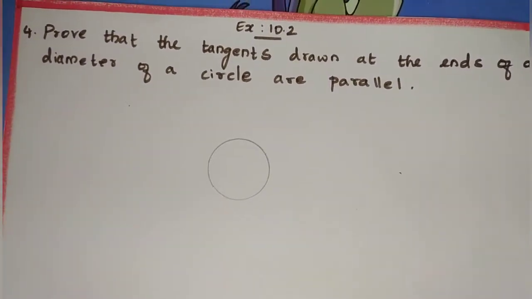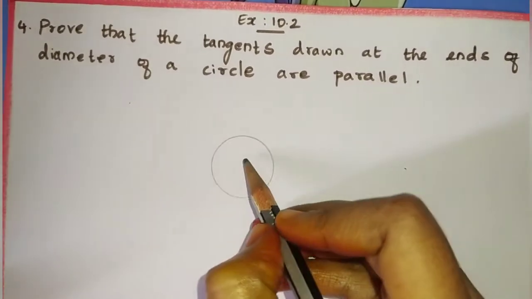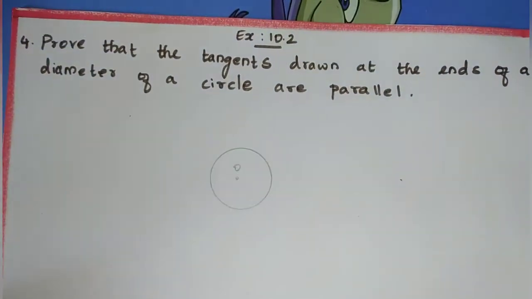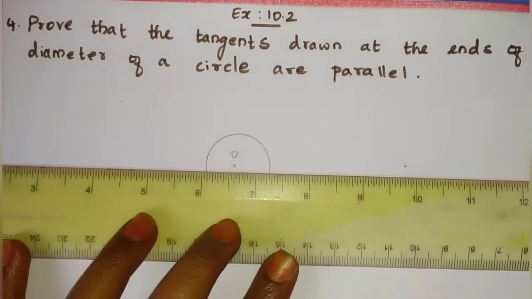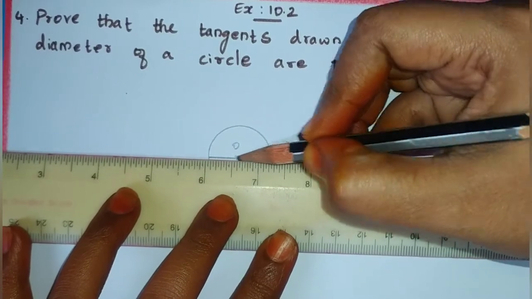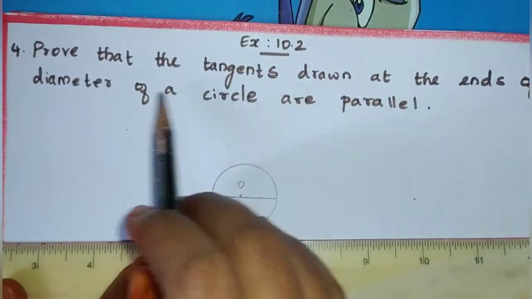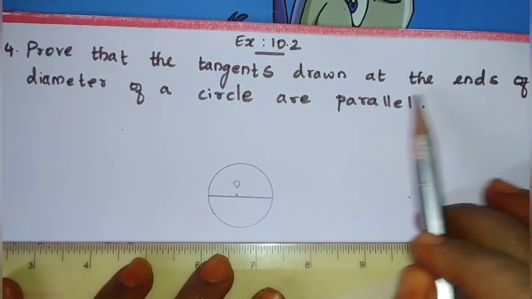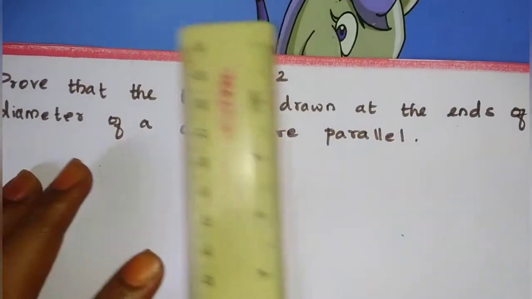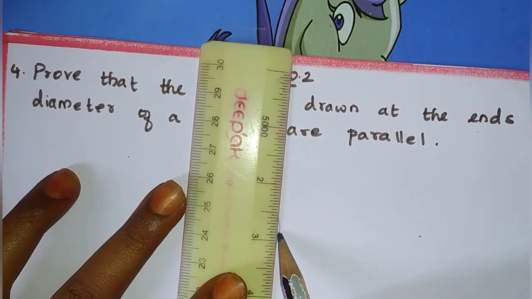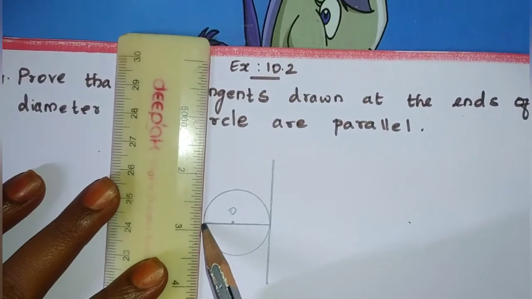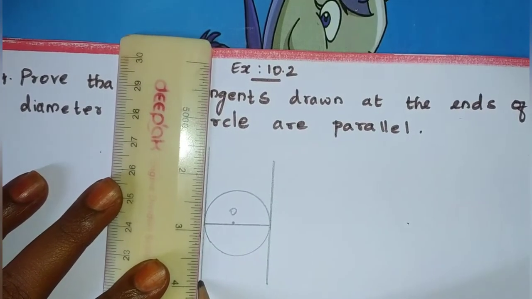Okay, so this is a circle with the center O, and I'm going to draw a diameter first. Prove that the tangents drawn at the ends of the diameter. From the ends of the diameter, you have to draw the tangents. This is one tangent and this is one tangent.